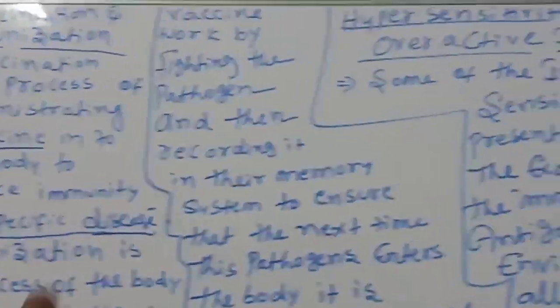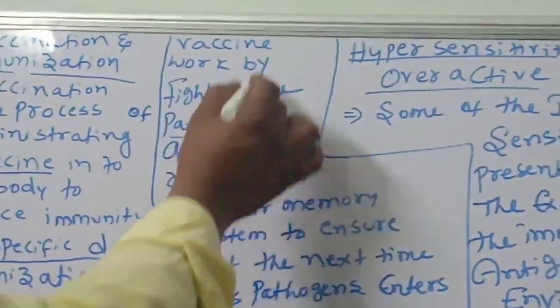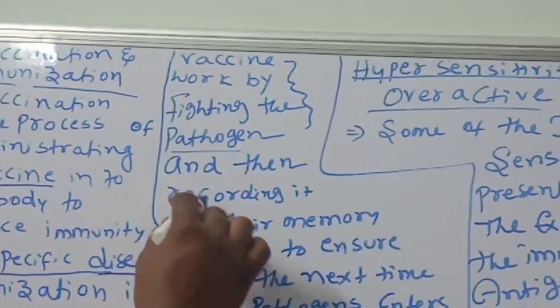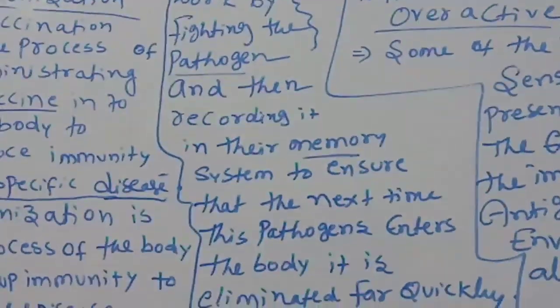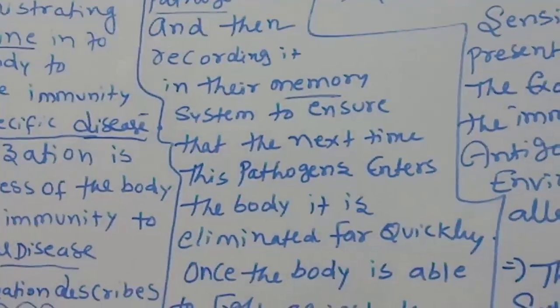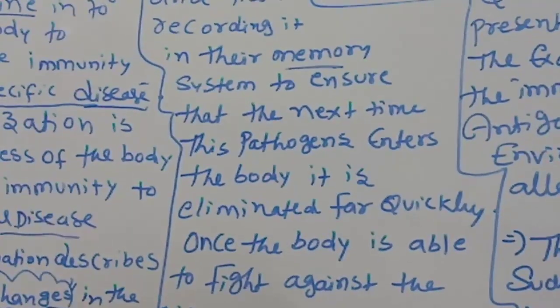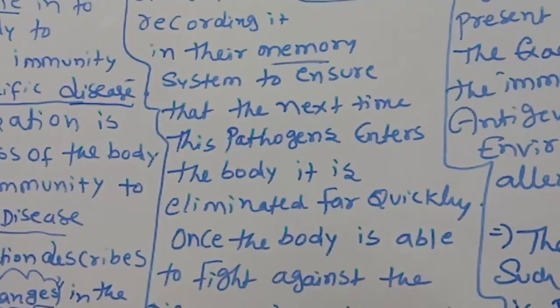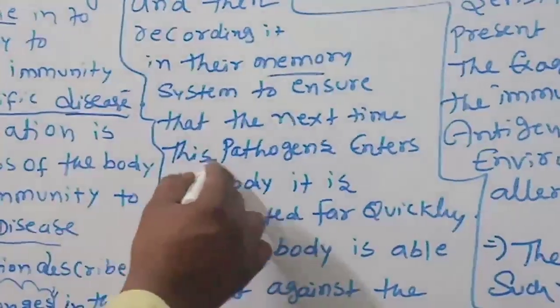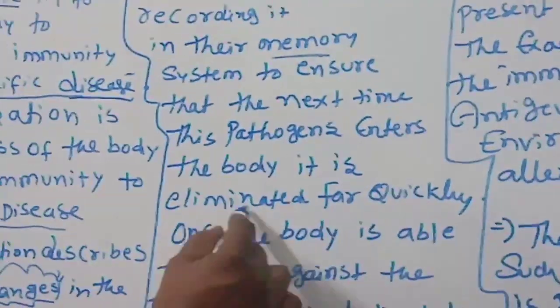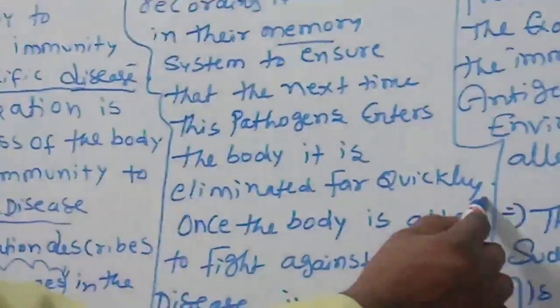Vaccines work by fighting the pathogen and recording it in their memory. So when a vaccine enters, it fights the pathogen and then records it in their memory system, to ensure that the next time this pathogen enters the body, it is eliminated very quickly.